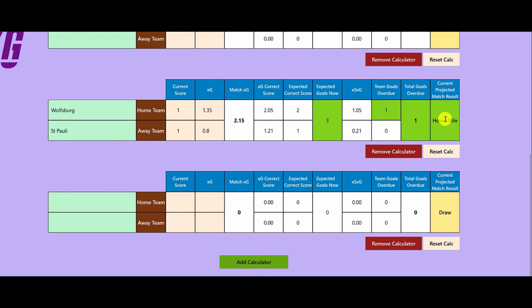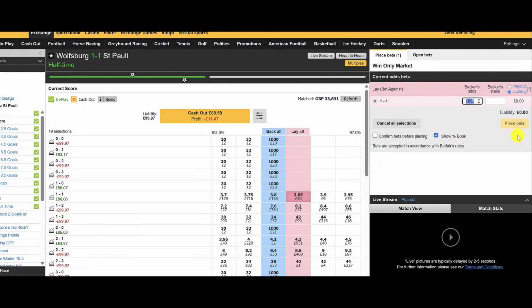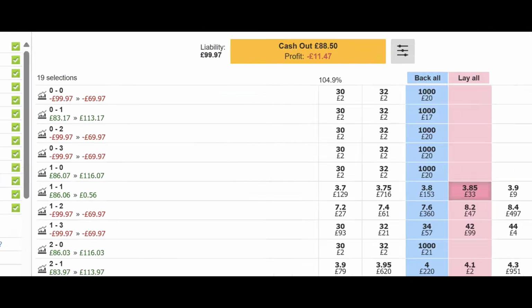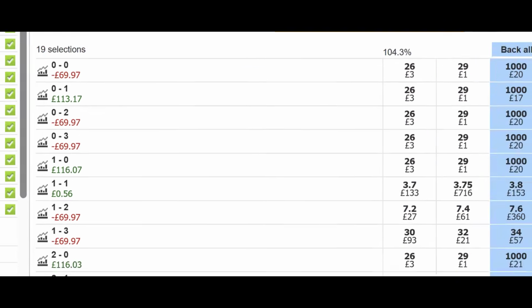So current projected match result, home win in favour of Wolfsburg. Total goals overdue is 1. And that goal is overdue to Wolfsburg. So the expected correct score should actually be 2-1. So with this in mind, and the fact that we do have green on the 2-1, we will look to put this down to 0 on the 1-1. So we'll just put that in the market. And we'll try and aim to land on that 2-1 during the second half.